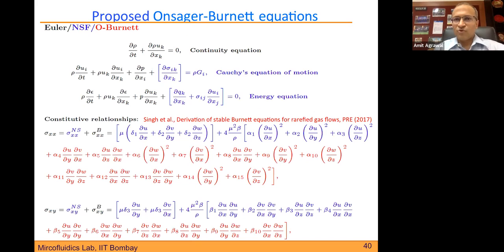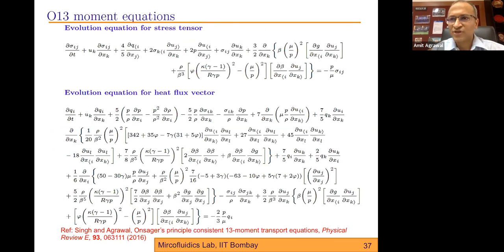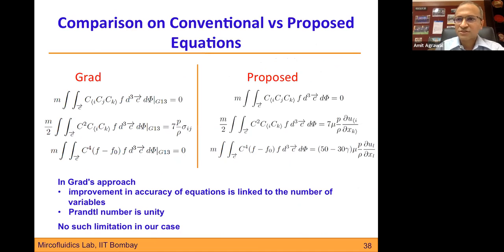So what we have tried to do, this is our, so we essentially call these equations, if I have to just go back, sorry, I'm moved to the first. Again, the overall equations we are not interested in looking at. I'm just trying to bring out, using this alternate approach, we have these equations, which we call the O13 moment equations, and O stands for Onsager, because we have used the Onsager symmetry principle, explicitly put it in our distribution function and got these equations.